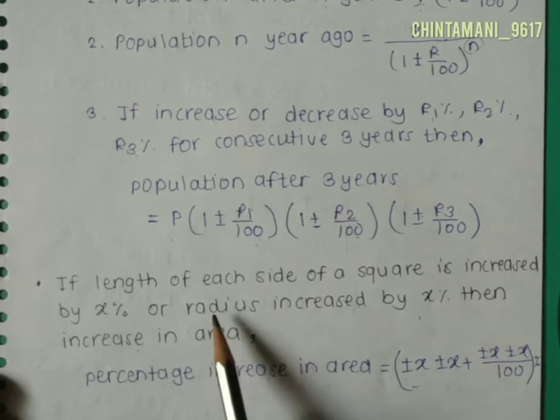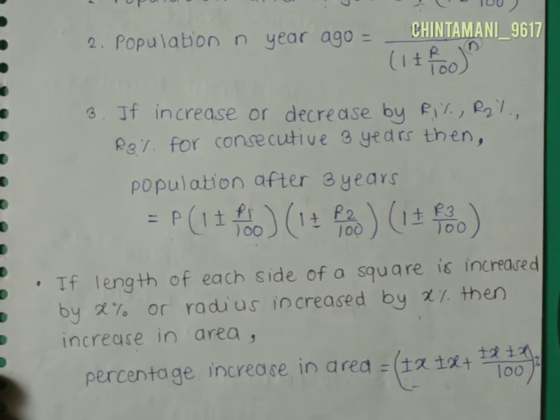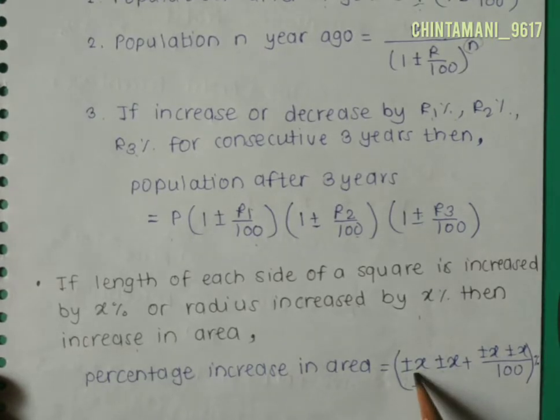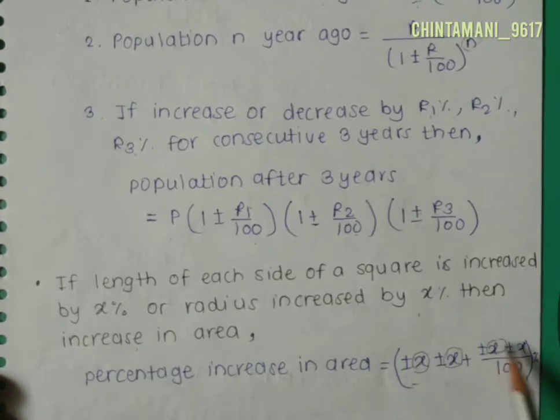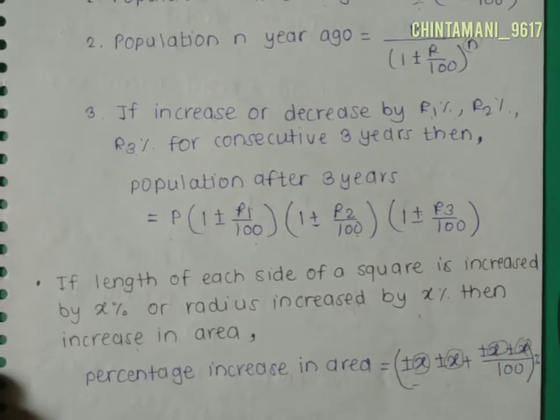Similarly, what is the area of the circle? Pi r squared. This time we take the radius squared. So we have taken x two times, so there will be change in two dimensions. So we have taken this formula.